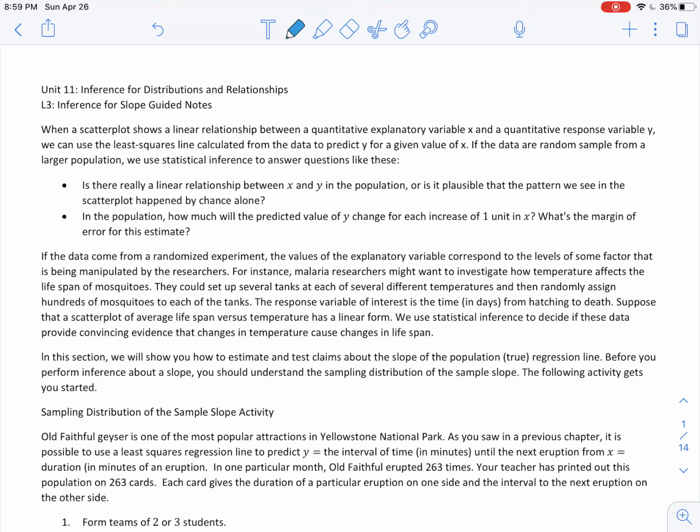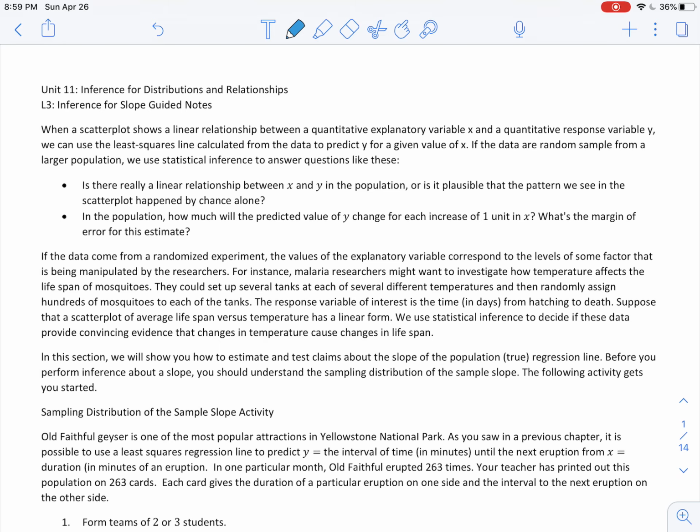If the data is from a random sample of a larger population, we can actually keep asking more questions, though. So we don't have to stop at what we did first semester. We can not only look for, is there really a linear relationship? Is it just random chance that we're seeing this relationship? And in the population, how much will the predicted value of y change for each one increase of x? And we can find a margin of error for this estimate as well. Because of this, there's a whole setup of stuff that we can do in here.